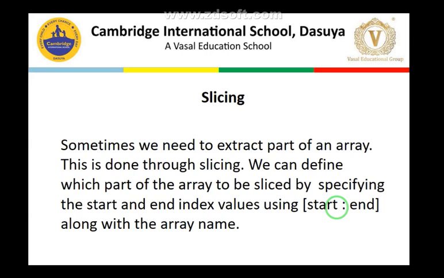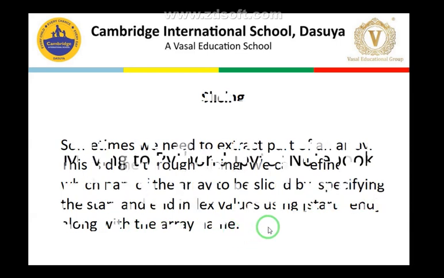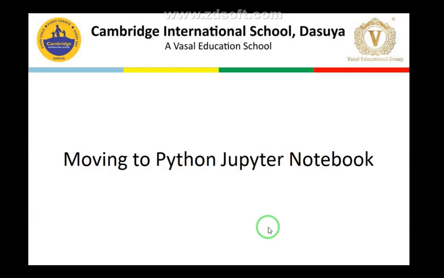We can define which part of the array is to be sliced by specifying the start and the end index value. So you can see in this, start means marking the beginning of that slice, and end marks the end of the slice, along with the name of the array. So we'll take up the example of slicing also, students. Now next, move to the Jupyter notebook.